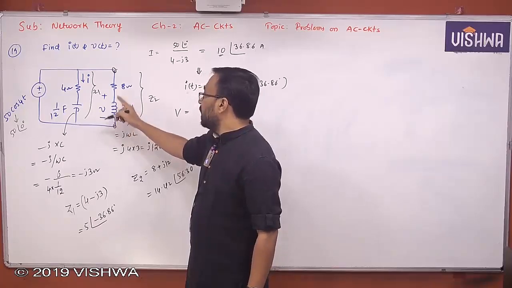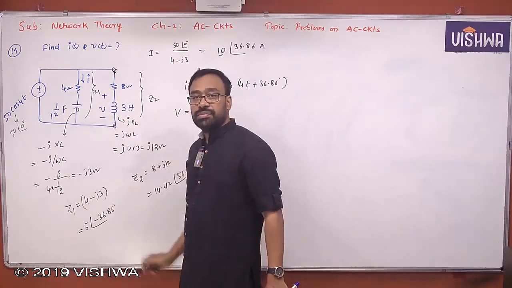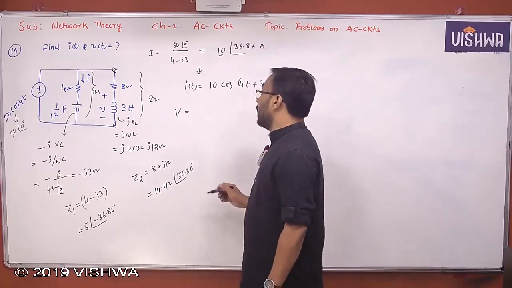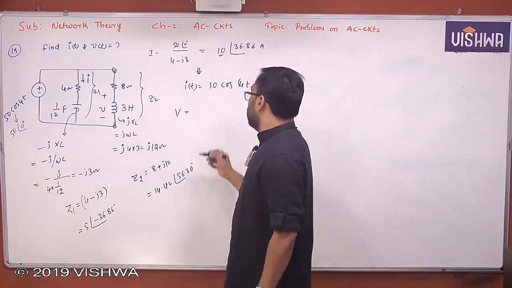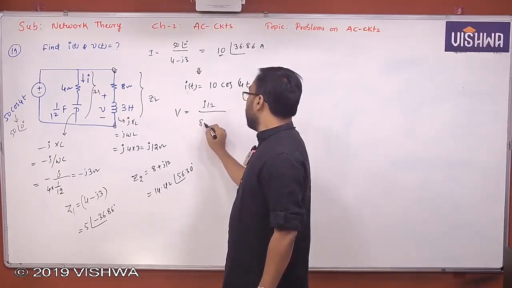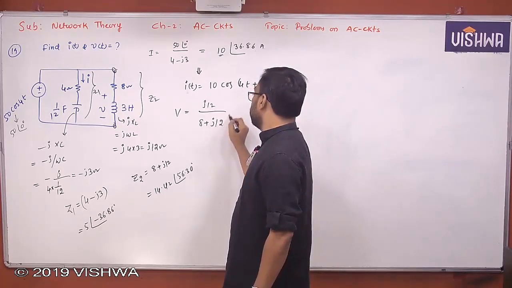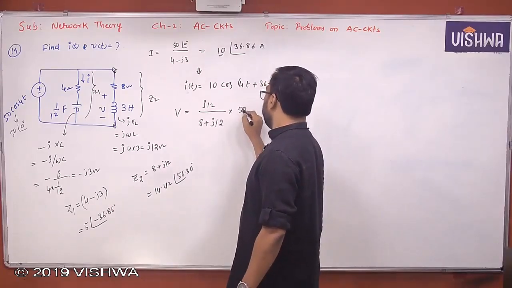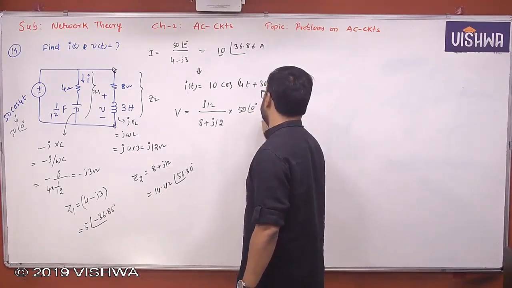Z2'' by Z2' plus Z2''. Voltage division rule: you can apply it even for complex or AC circuits. Now, what is that value actually here? j12 by 8 plus j12, into, what is that voltage that you applied? So 50 at an angle of 0.